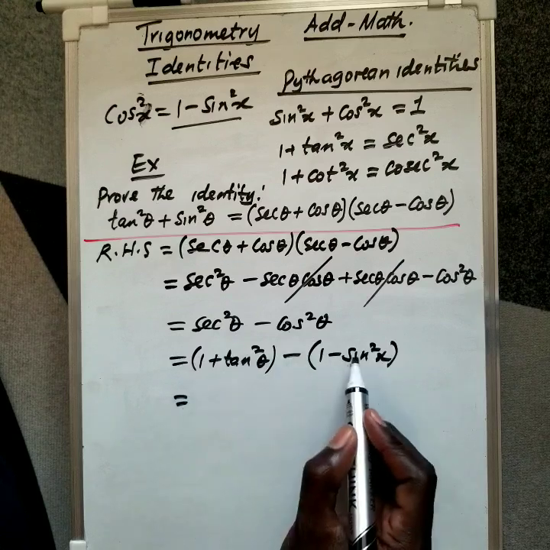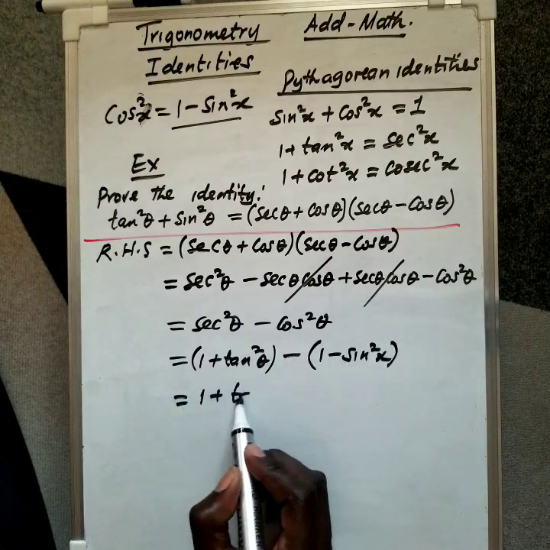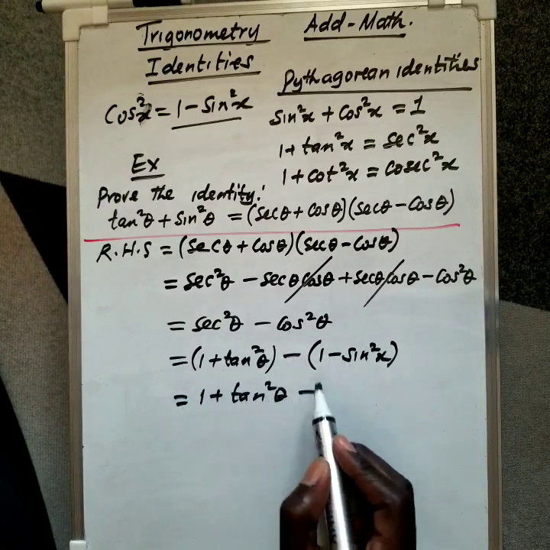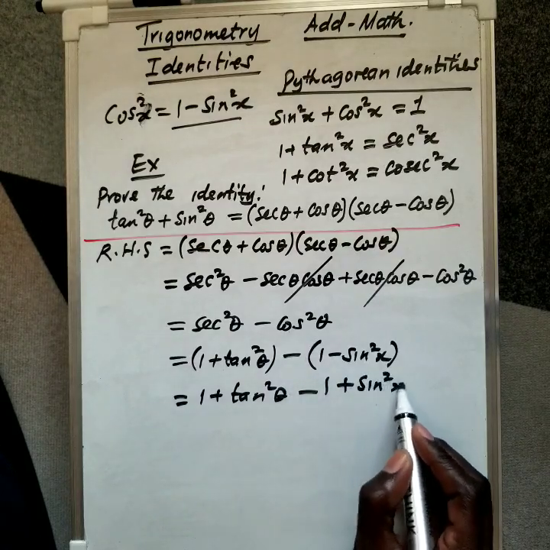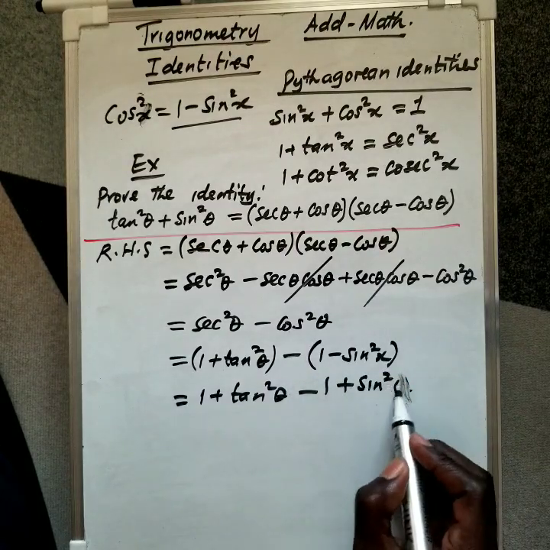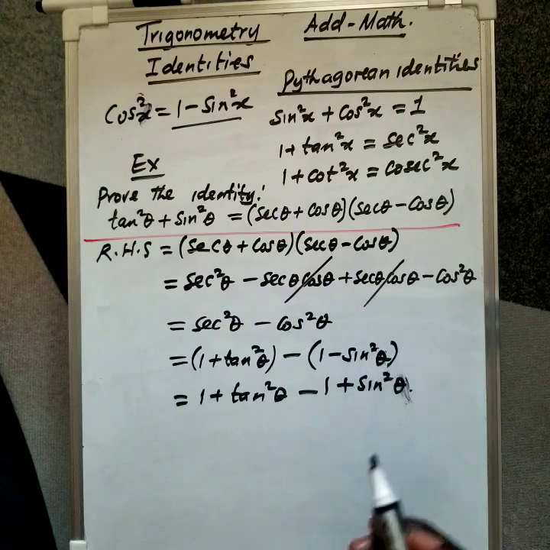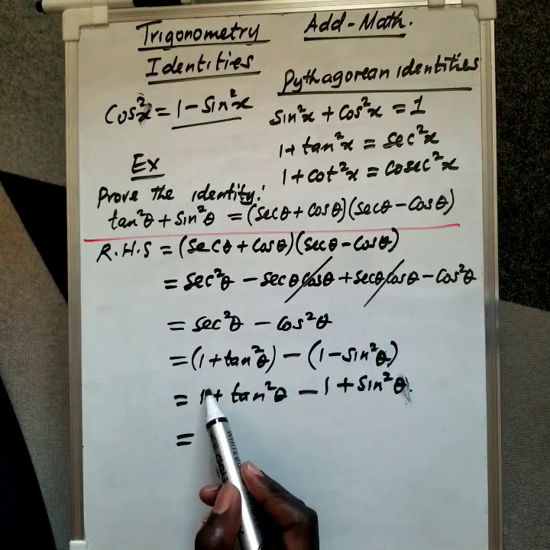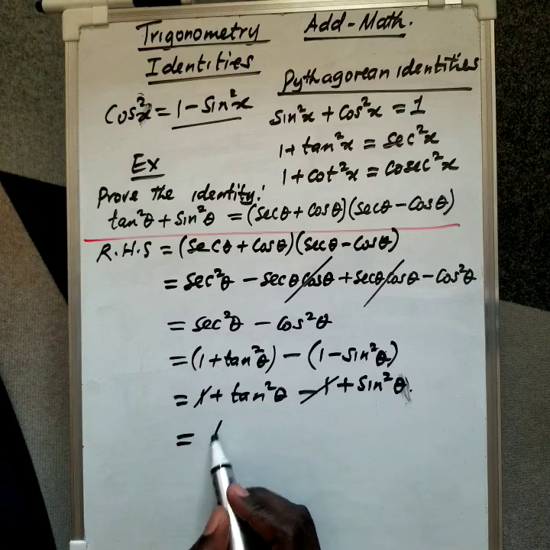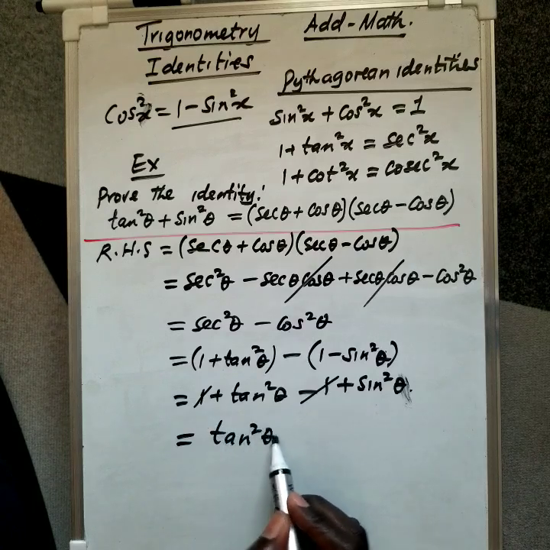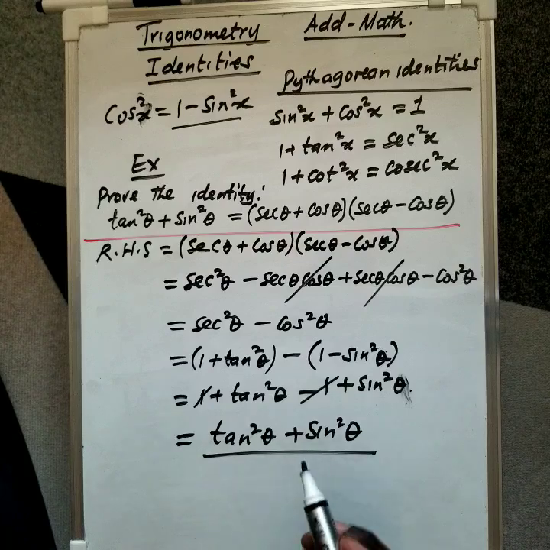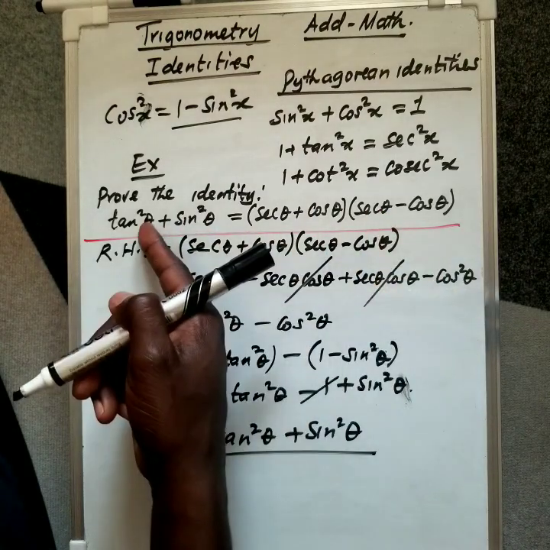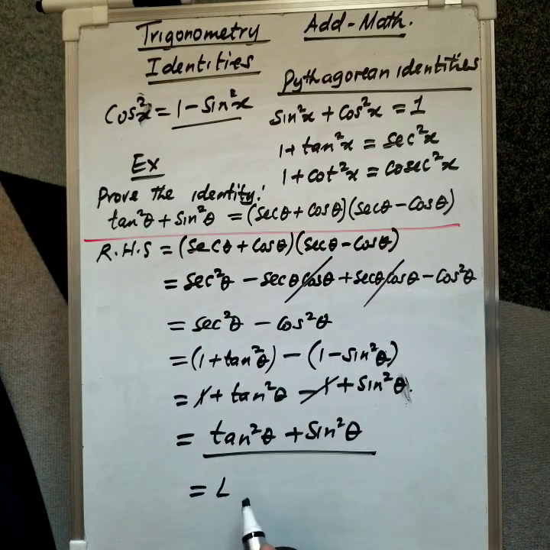Now of course you can just work that out, so it will be 1 plus tan squared theta minus 1 minus sine squared theta. Negative and negative will be positive, so that will be plus sine squared theta. You maintain the angle that we have there. The 1 and the minus 1 will cancel, so I remain with tan squared theta plus sine squared theta. So you can really see that the right hand side is equal to the left hand side, hence you have proved that.